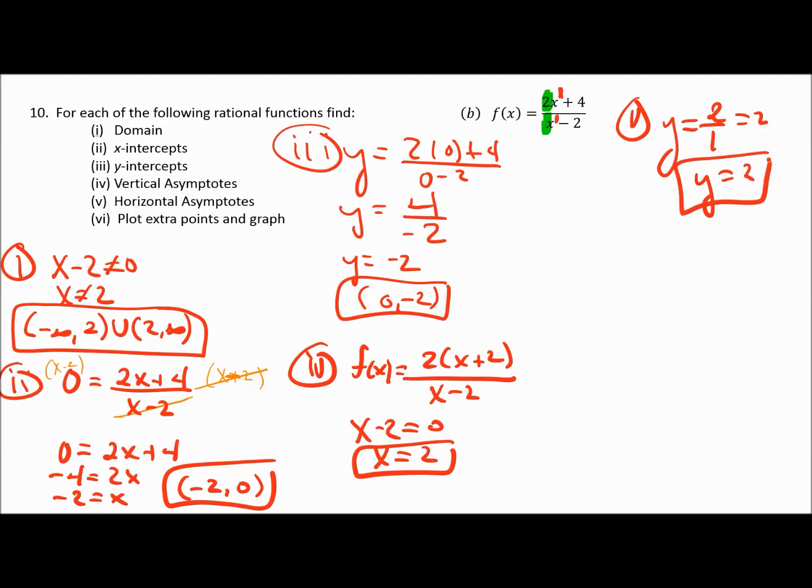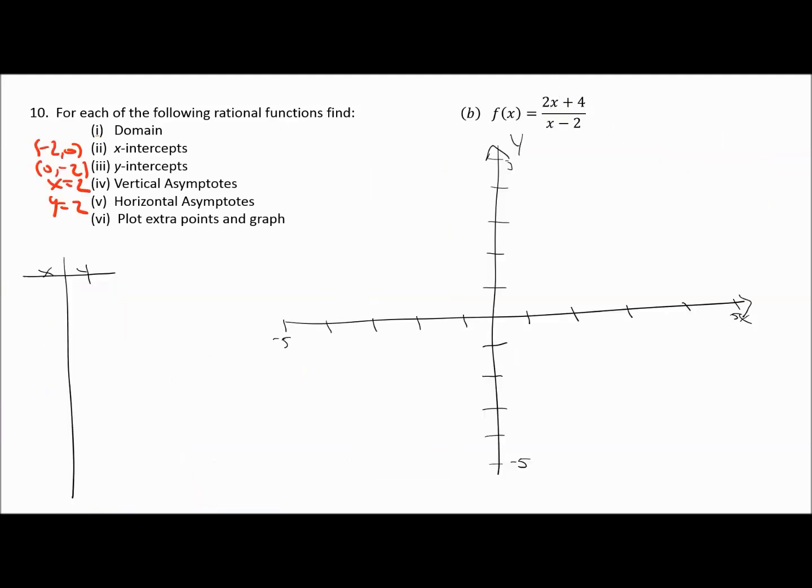So my next step is I want to erase all this information, keeping the important part, and get an XY axis ready to go, and we'll do a t-table and plot this graph. Alright, so over here on the left I've put all our important details. I've got the x-intercept is (-2, 0), the y-intercept is (0, -2). We have a vertical asymptote at x equals 2 and a horizontal asymptote at y equals 2. So I'm going to plot those on my graph. So I've got, again, an x-intercept of (-2, 0), a y-intercept of (0, -2).